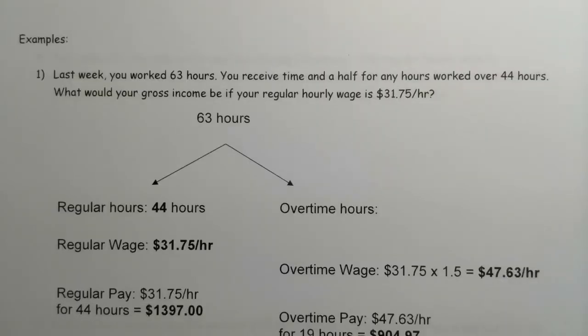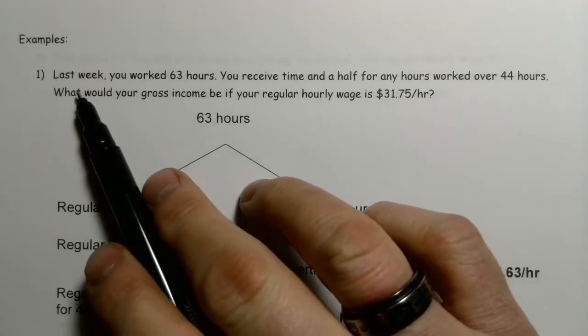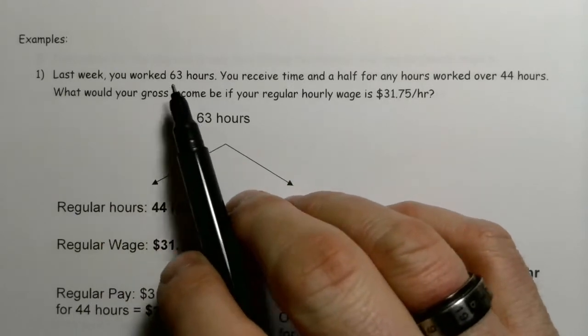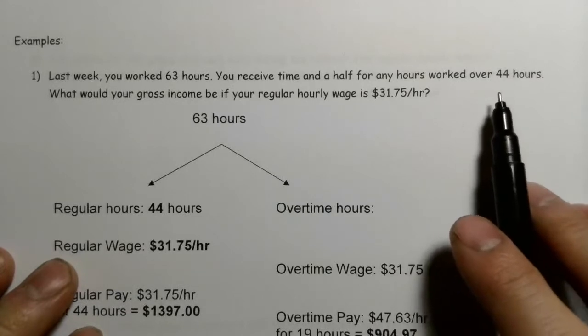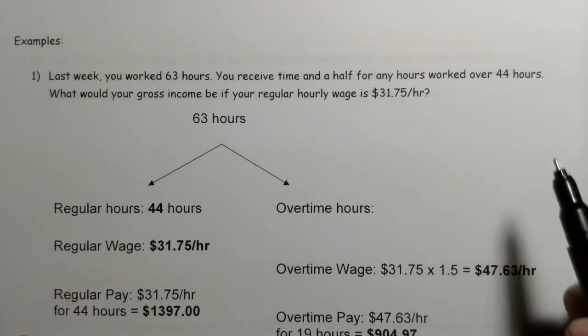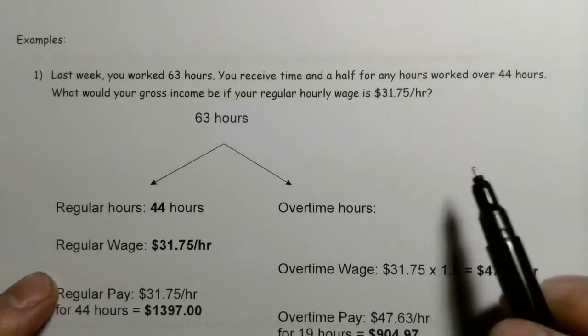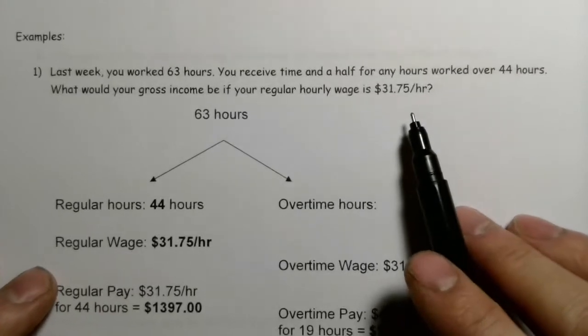So let's take a look at some examples here. This first one, we have written out, so it's kind of done for us, and then we'll work through some of the other ones together. This one says, last week you worked 63 hours, and you received time and a half for any hours worked over 44 hours. So what would be your gross income if your regular pay was $31.75 per hour?